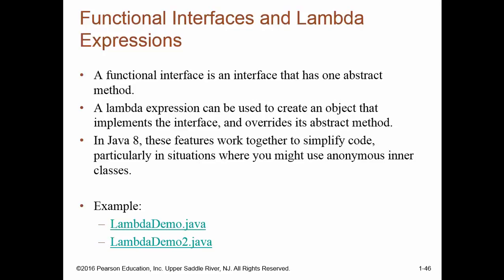Finally, the last thing that's discussed in here, functional interfaces and lambda expressions. As it says, a functional interface is an interface that has one abstract method. We'll look at the examples that are in the book. Lambda expression, as it says, can be used to create an object that implements an interface and overrides its abstract method. In Java 8, these features work together to simplify code. What ends up happening when you have lambda expressions is, in some way at least, your Java ends up looking more kind of like jQuery. I'm going to leave it at that, and we'll talk about that in a later chapter. And that's it for Chapter 10.